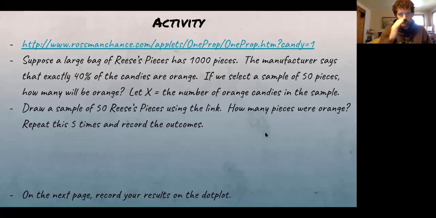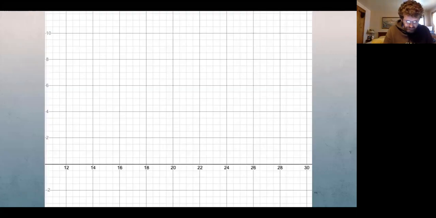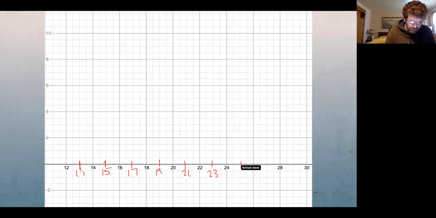The next thing we're going to do is plot our results onto the dot plot. Before you start putting these on, keep in mind that this has weird spacing. So here's your 13, this is 15 right here, 17. I'll just go up to 27 and 29. Okay, so those are where those are supposed to go. From here up, don't worry about the numbers on the side. You can just put your dots onto it.